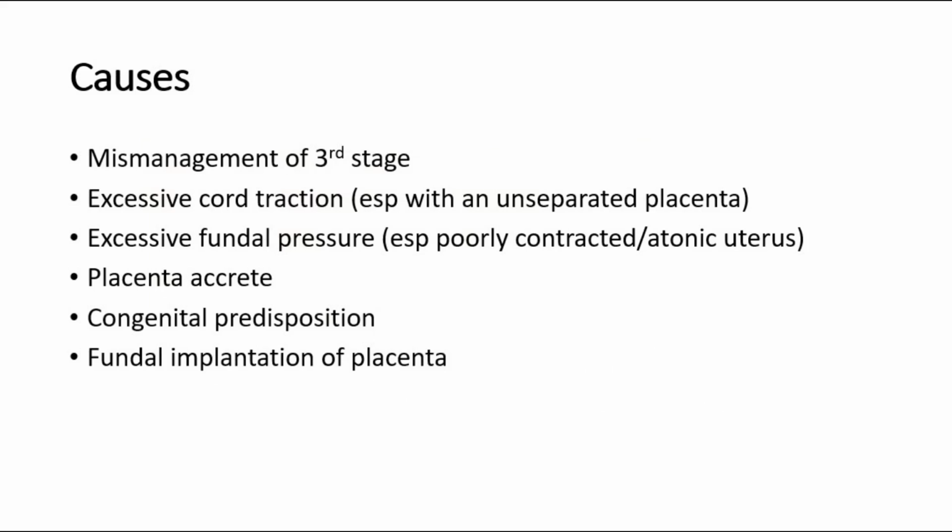The causes of uterine inversion can be due to mismanagement of the third stage of labor, excessive cord traction, especially with an unseparated placenta, or due to excessive fundal pressure. Other causes include placenta accreta, congenital predisposition, and also fundal implantation of placenta.